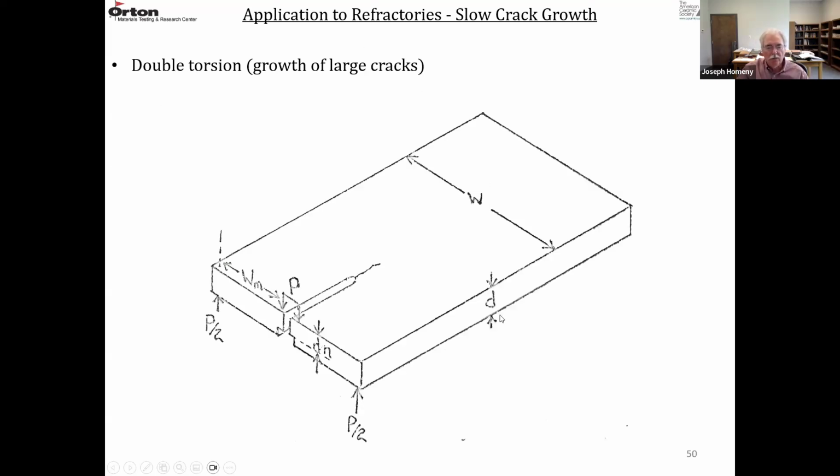So a double torsion test looks something like this. This is a large plate. You put a starter notch, and then you load this end of the plate where the starter notch is in 4-point bending. So you have a lower loading point here and a lower loading point here. So that would be your lower span. Then on each side of this notch, you have 2 upper loading points, very similar to 4-point bending. The remaining ligament here is dn, the sample thickness is d, the width is w, and then the bending moment between these loading points is wm.